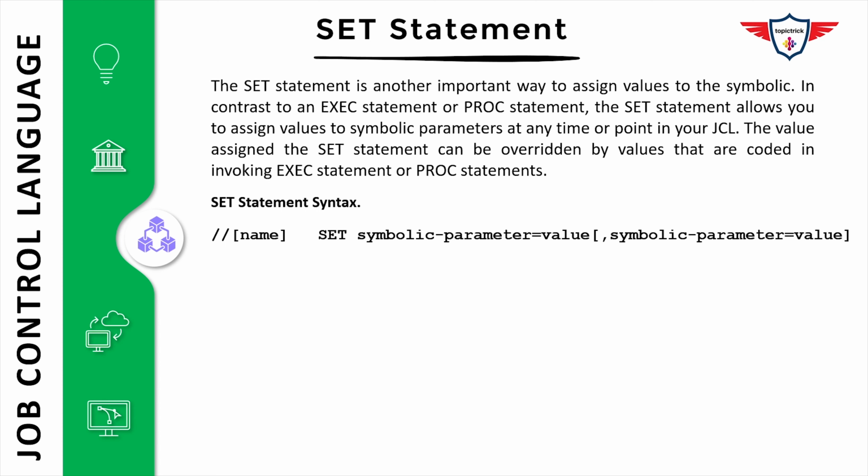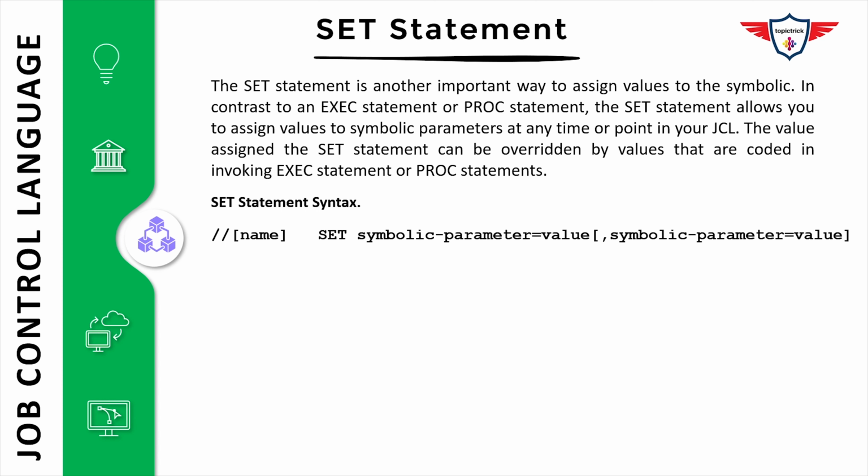And remember, the value assigned by the set statement can be overridden by the values that are coded in the invoking execute statement or the proc statement. Now let's focus on set statement syntax. So the syntax of set statement is pretty simple and straightforward. You need to specify the set keyword followed by a symbolic parameter that you have already used in your proc, and then you have to use an equal sign followed by a value.